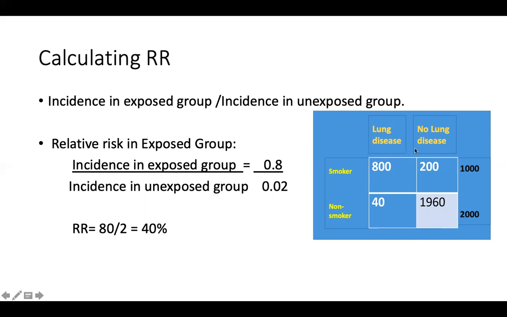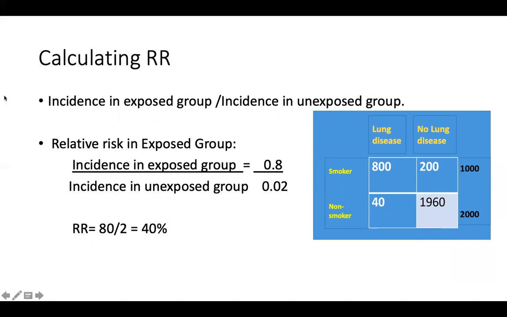I have taken an example of lung disease present and absent as the event, and in the exposure group, smoker and non-smoker. The incidence in the exposed group is 800 divided by 1000, so it is 0.8, and the incidence in the unexposed group is 40 divided by 2000, that is 0.02. Converting this decimal into a percentage, 80 by 2, that means 40.